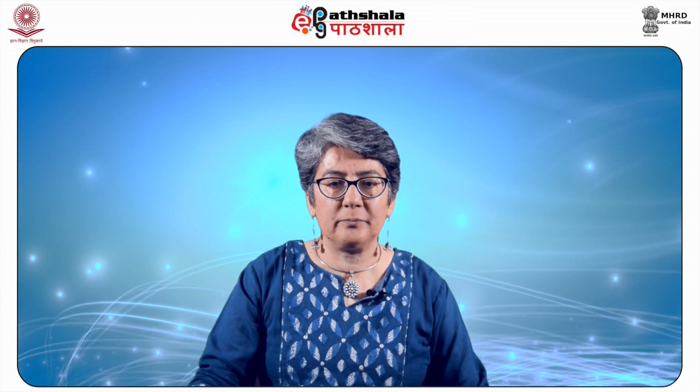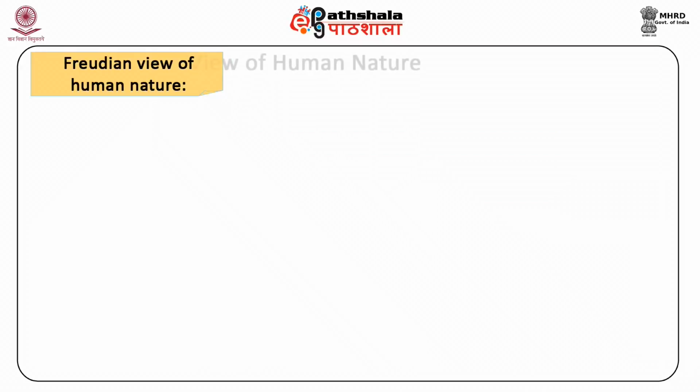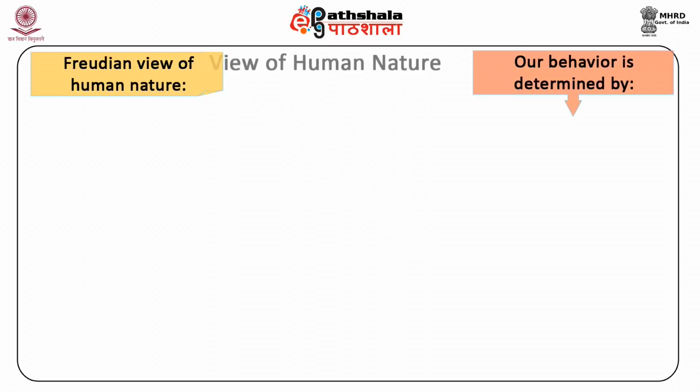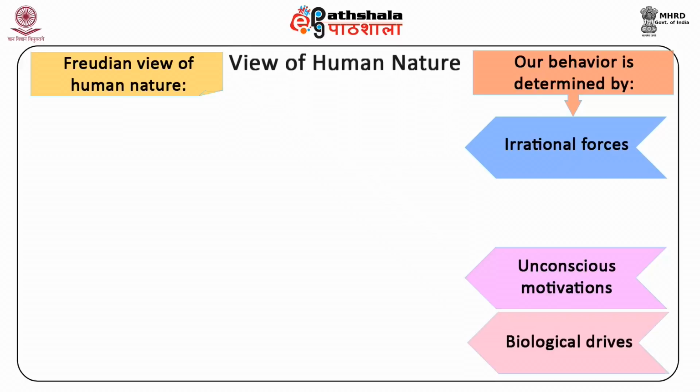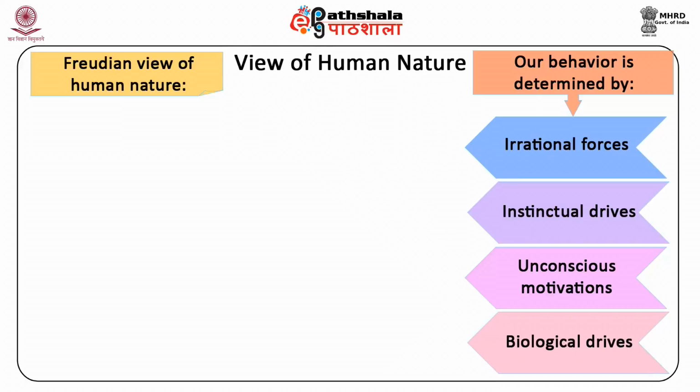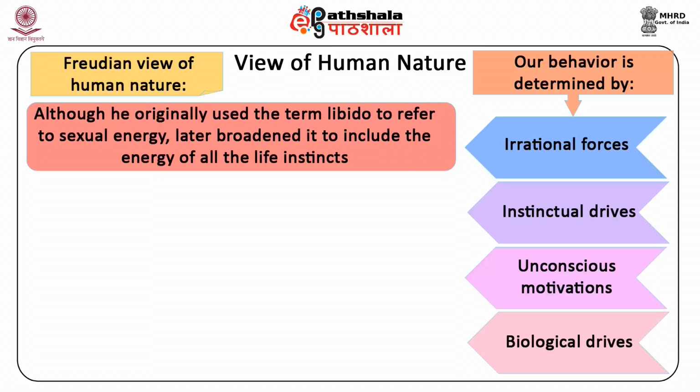The Freudian view of human nature is basically deterministic. According to Freud, our behavior is determined by irrational forces, unconscious motivations, and biological and instinctual drives, as these evolve through key psychosexual stages in the first 6 years of life. Instincts are central to the Freudian approach. Although he originally used the term libido to refer to sexual energy, he later broadened it to include the energy of all the life instincts.